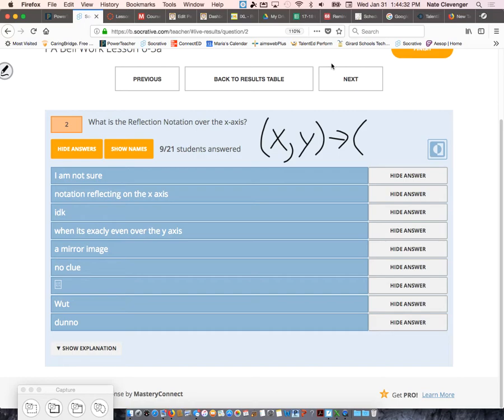So which one do we change? If it's an X rotation or an X reflection, we change the Y. Today in our rotation notations that we're going to be looking at, we're going to be changing the sign of some of our X's and some of our Y's. This negative just means we're changing the sign of it. So if our original Y was 2, it became negative 2. If this was negative 3, it became positive 3. We're going to use that same idea.